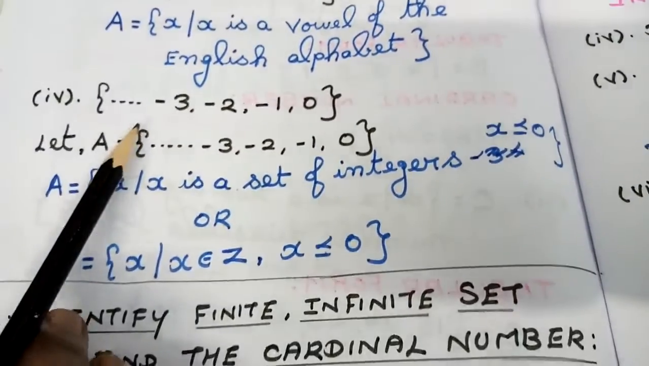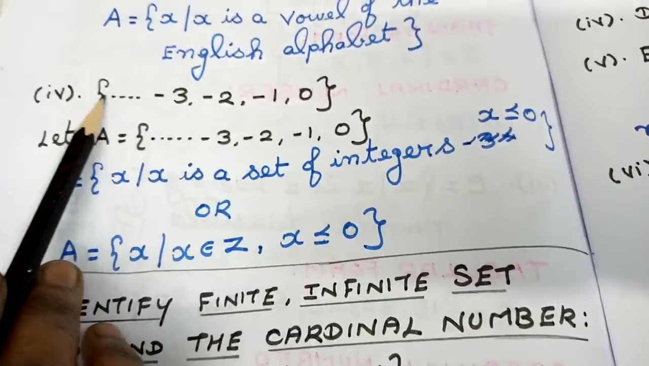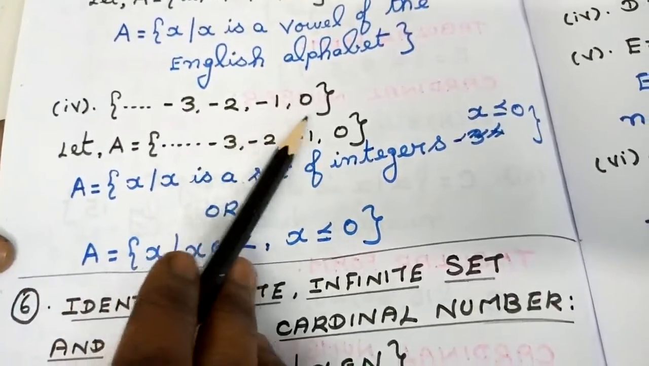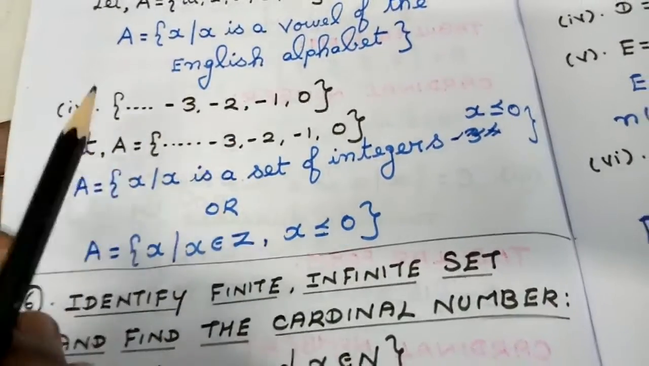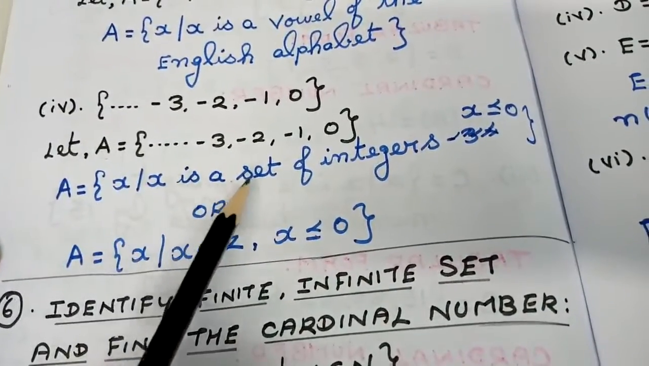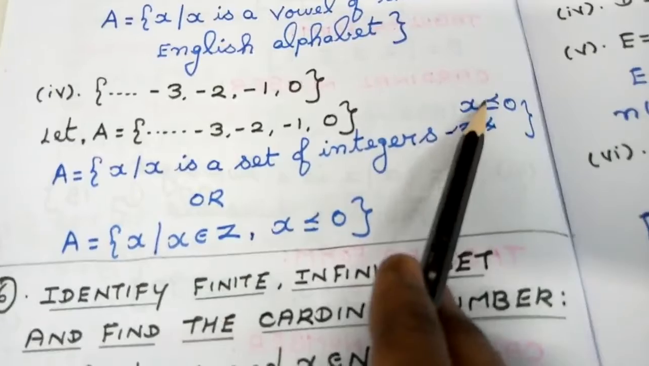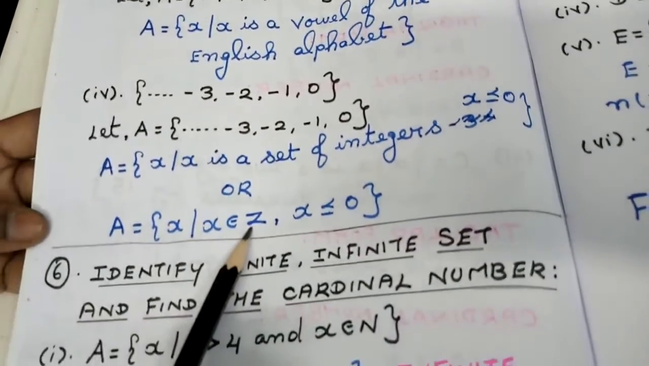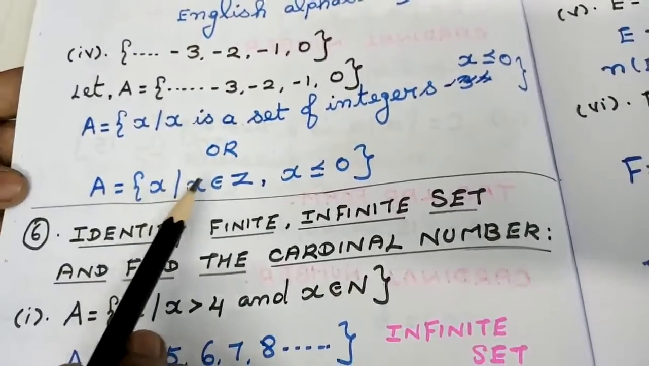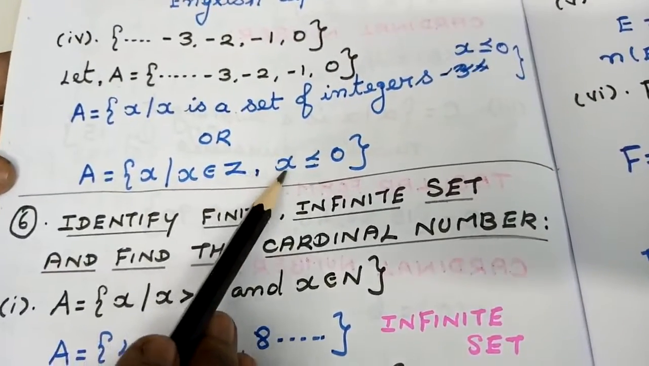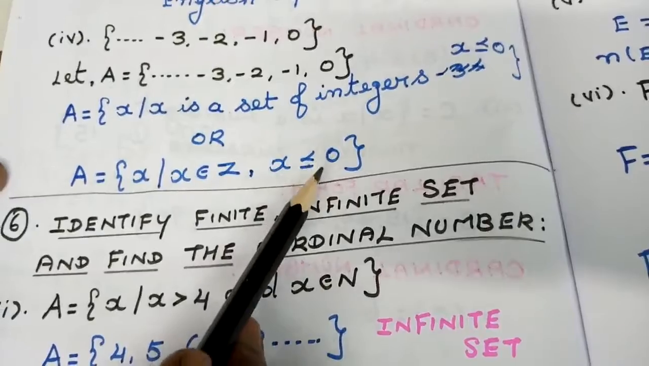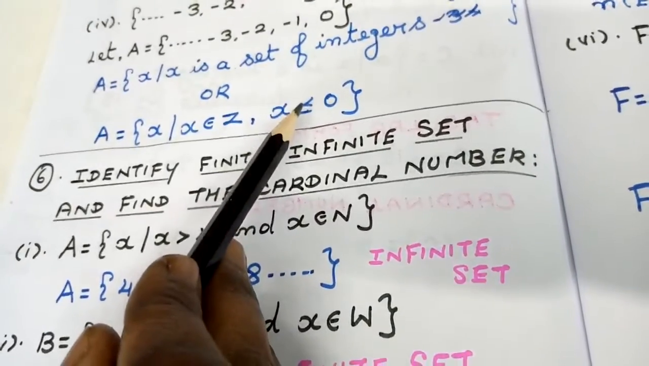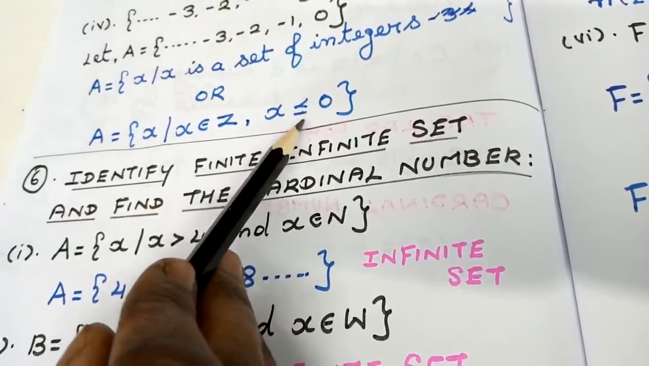Coming to the next question. They have given it like this: starting itself with etc., minus 3, minus 2, minus 1, 0. Put it as capital A. You are going to write like this: x such that x is a set of integers which is less than or equal to 0. Integers are denoted by Z. So x such that x belongs to Z and x is less than or equal to 0. In your graph, less than or equal to 0 means all the negative values including 0. So that is the concept.